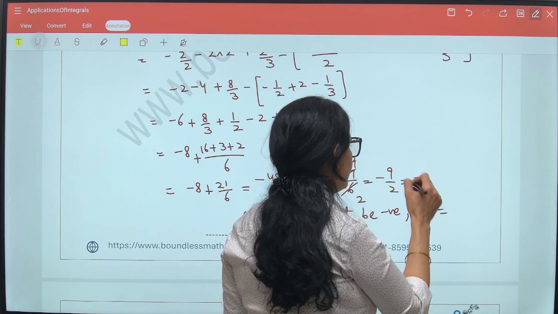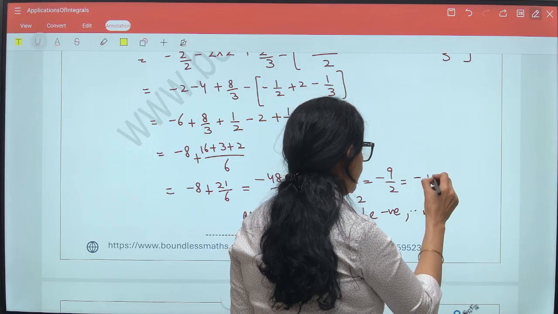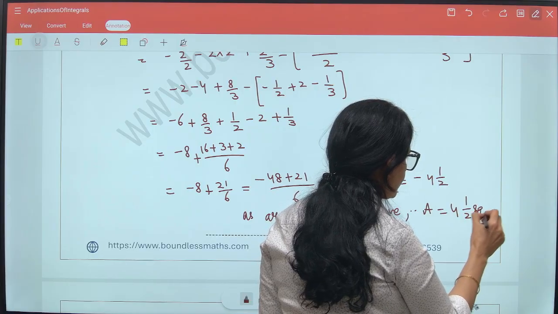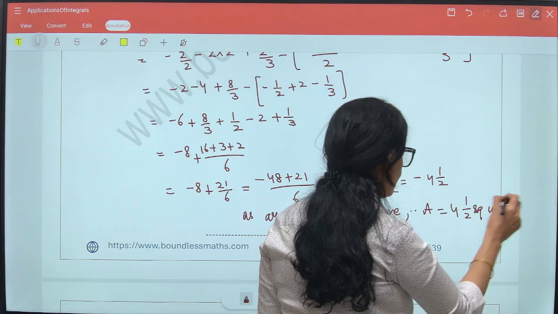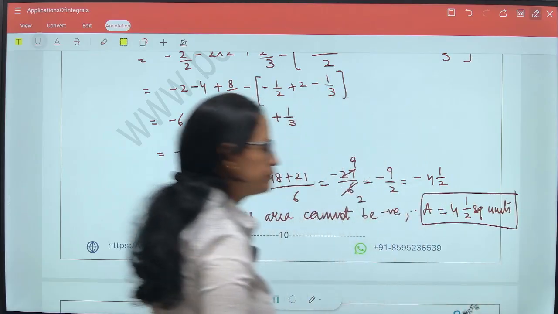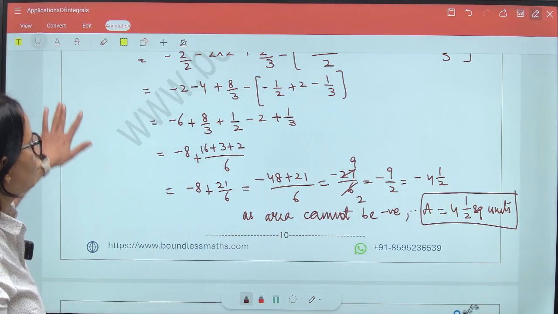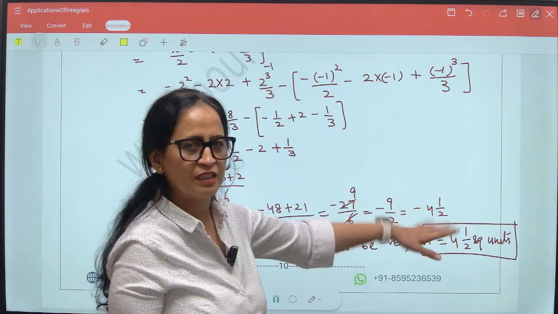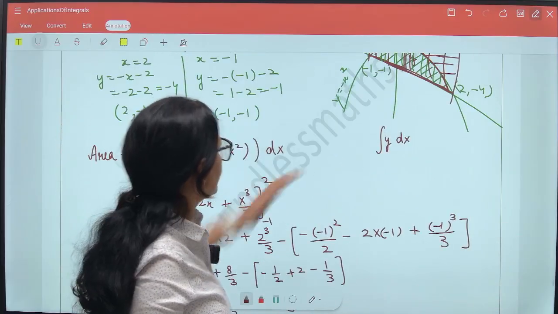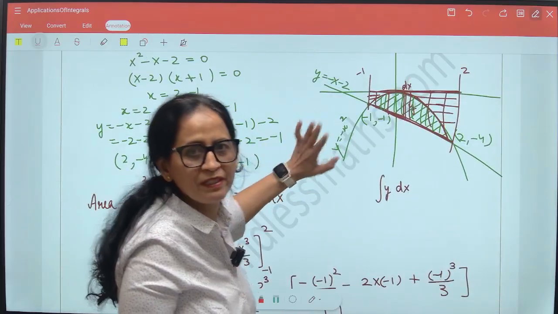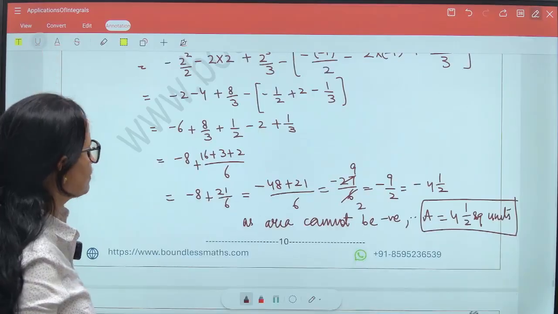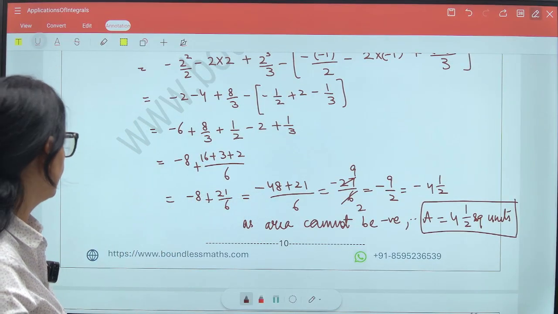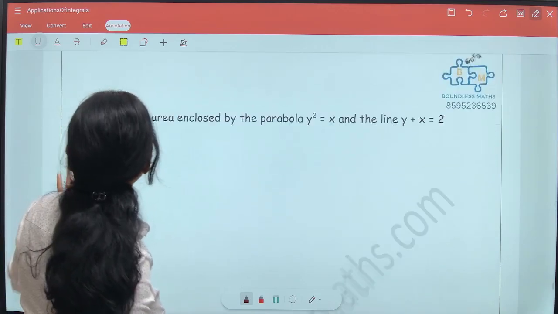What is 9 by 2 in mixed form? 4 1 by 2. So you can write area is 4.5 square units. So this is your final answer. Understood? So be careful with the negative limits, be careful with the negative sign. When you get the area as negative, that means it is in the negative direction. Area cannot be negative. So just take away that negative sign and your final answer is 4.5 units for this question. Understood? Great. So let's move to the next question.